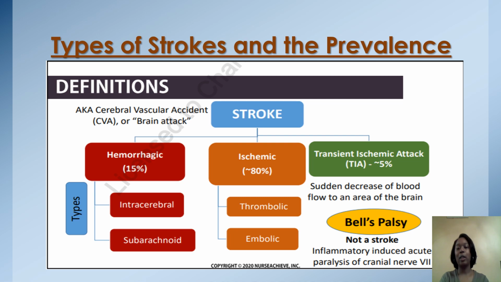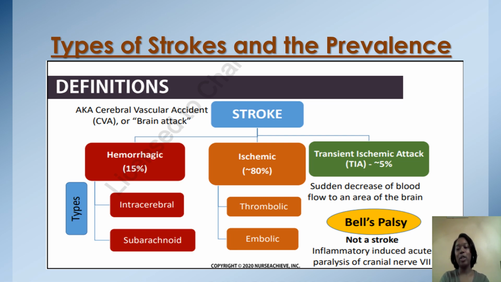Then last but not least, we have TIA or transient ischemic attack, which is responsible for at least 5% of the CVAs. So TIAs are temporary decrease of blood flow to the brain, and they usually occur very suddenly.